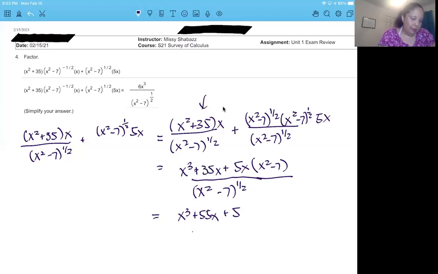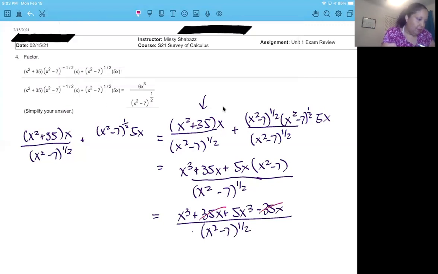All right, so I have a 5x times x squared, which gives me a 5x cubed, and then a 5x times a negative 7, negative 35x, over x squared minus 7 to the 1/2. And my 35x, negative 35x cancels. I have an x cubed plus a 5x cubed, which is a 6x cubed, over x squared minus 7 to the 1/2. And that is it.